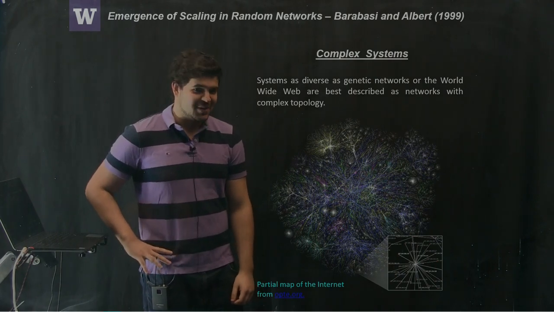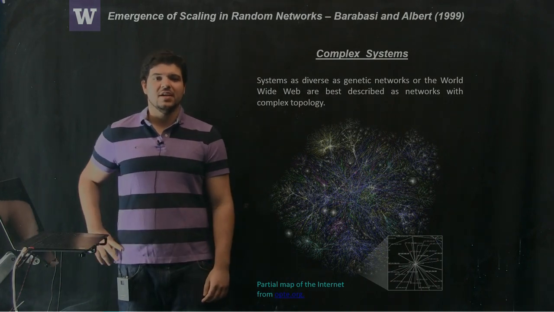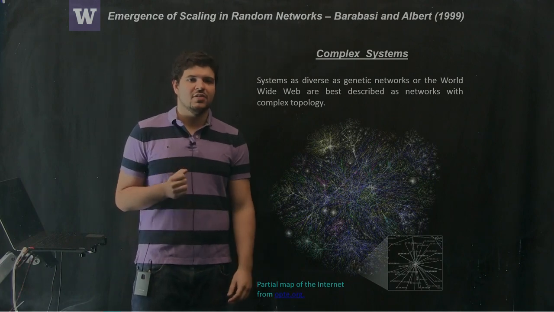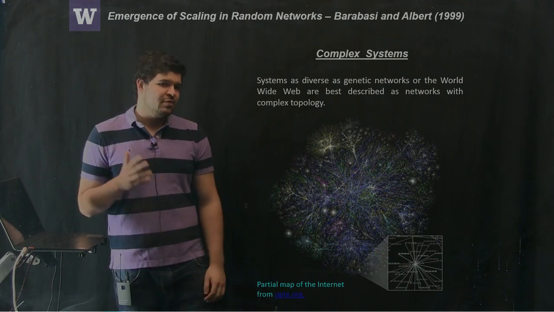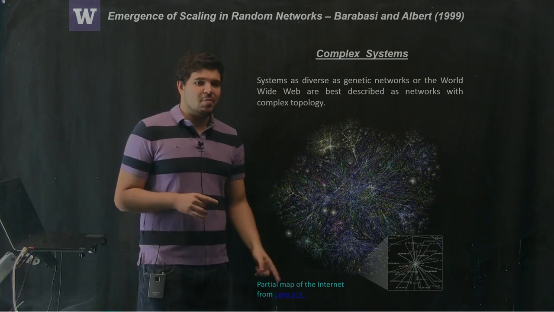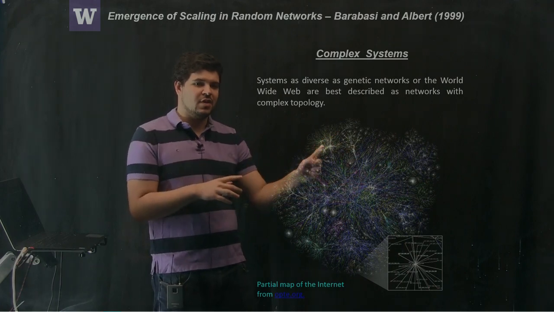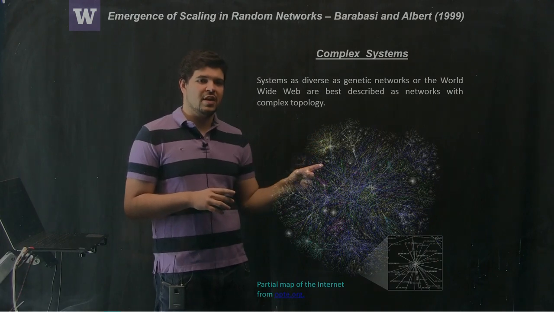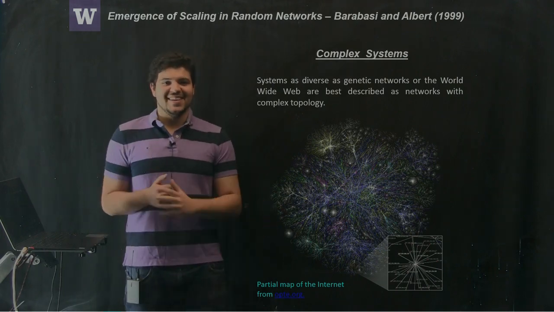Okay, so the reason why this is being studied is that, in the context of complex systems, systems as diverse as genetic networks or the World Wide Web are best described as networks with complex topology. Here you can see a partial map of the internet, from the source, right? And these are some of the main websites connected to all these other peripheral websites, right? And this creates this wonderful complex topology, right?